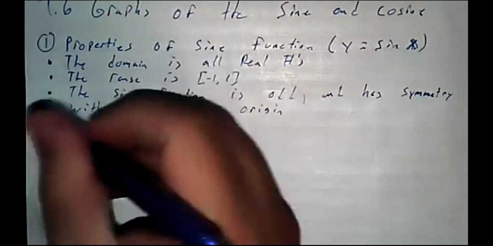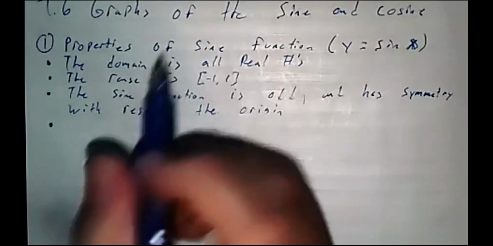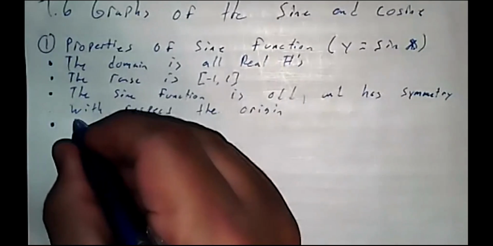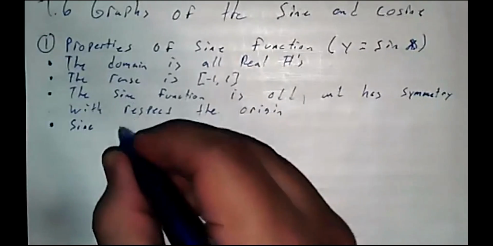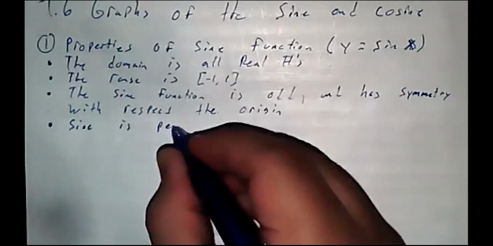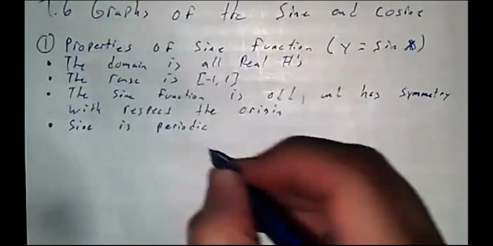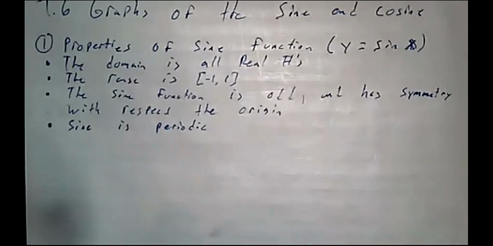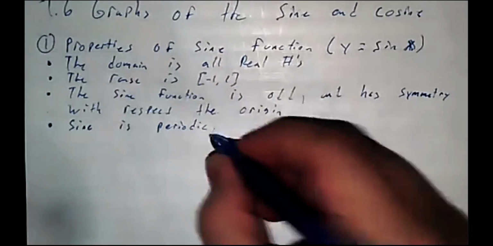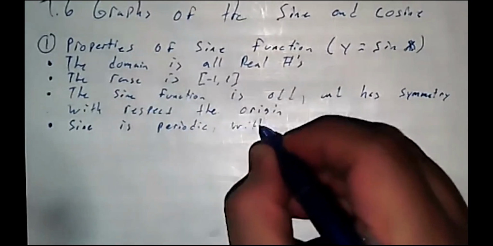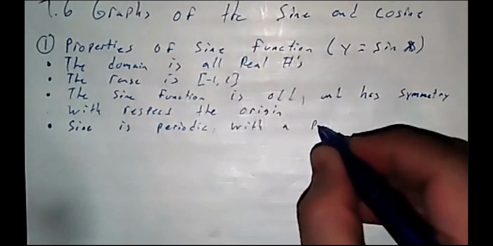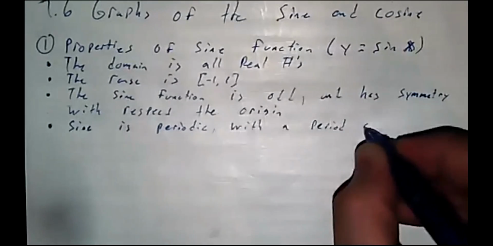Next bullet point. Sine is periodic, meaning it repeats itself, right? With a period of 2 pi.